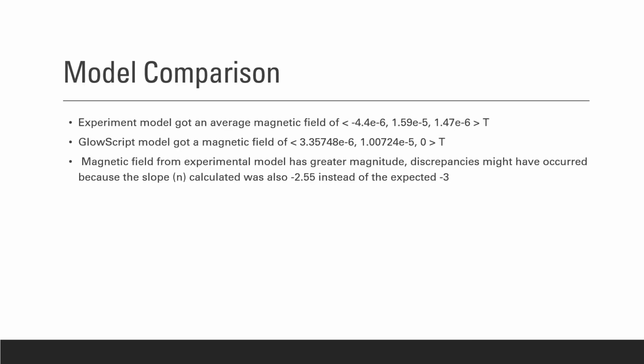So, model comparison. With the experiment model, we got an average magnetic field of negative 4.4 e to the -6, 1.59 e to the -5, 1.47 e to the -6 teslas, and with the GlowScript model, we got a field of 3.357 e to the -6, approximately 1.5, 0 teslas. And we can see that the magnetic field from the experimental model has a greater magnitude than the GlowScript model, and that discrepancies might have also occurred because the slope, which is calculated, was negative 2.55 instead of the expected value of negative 3.